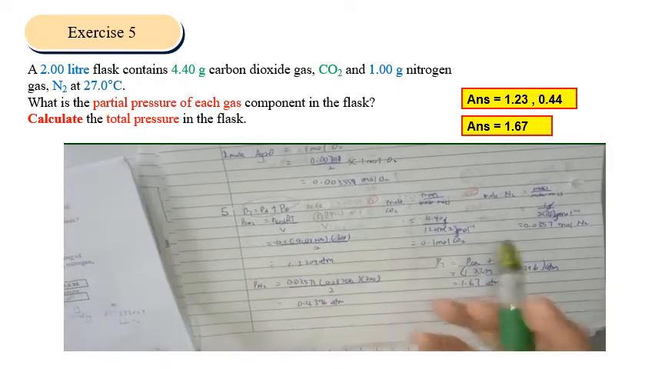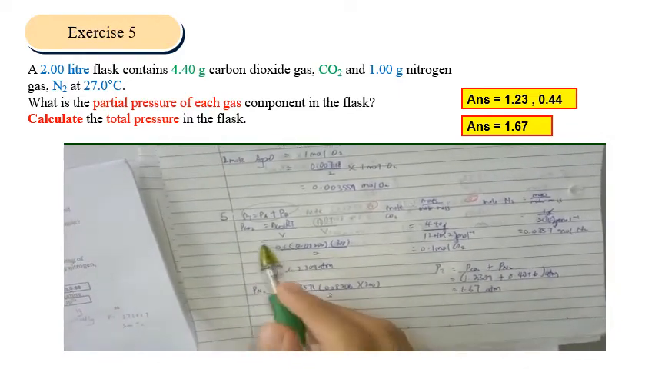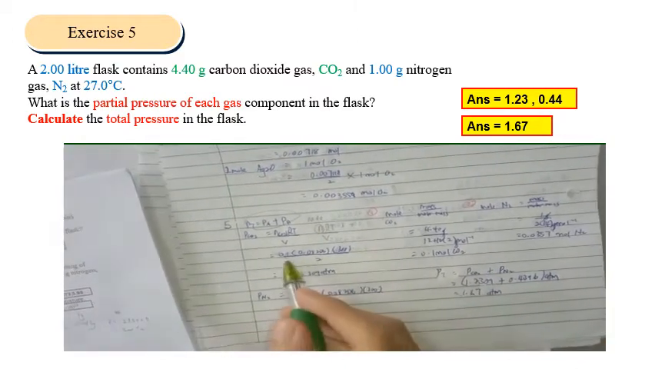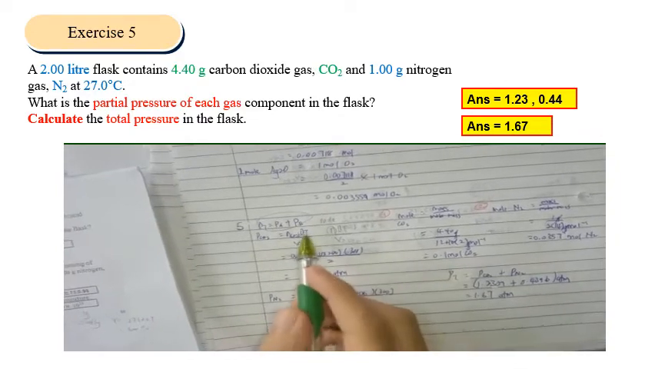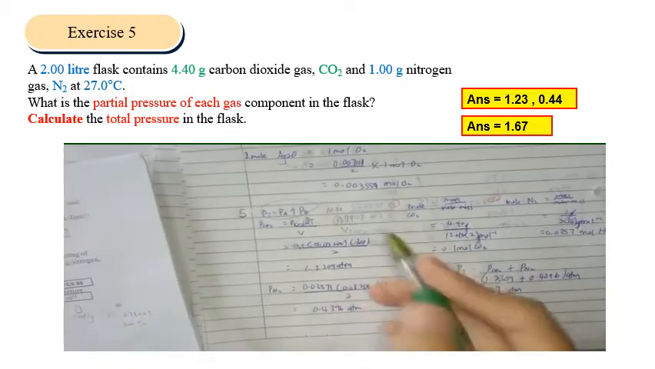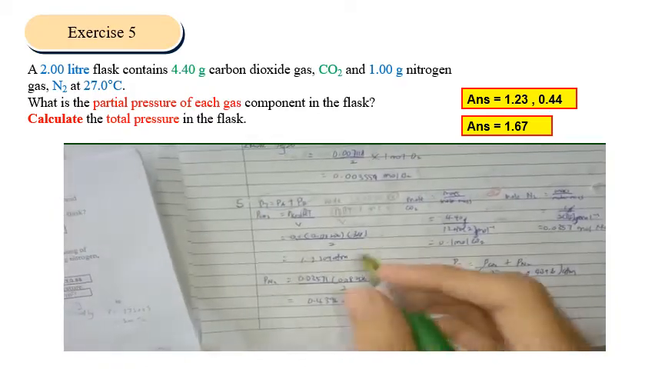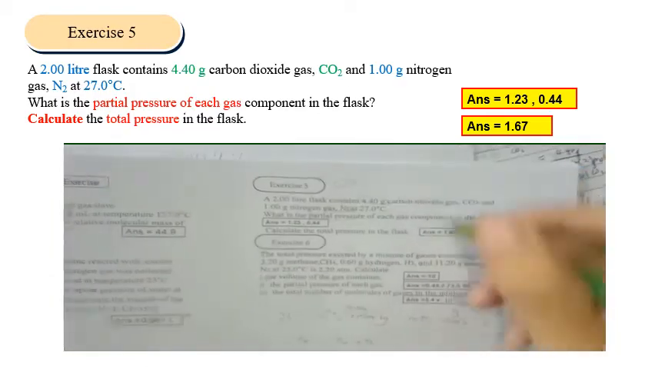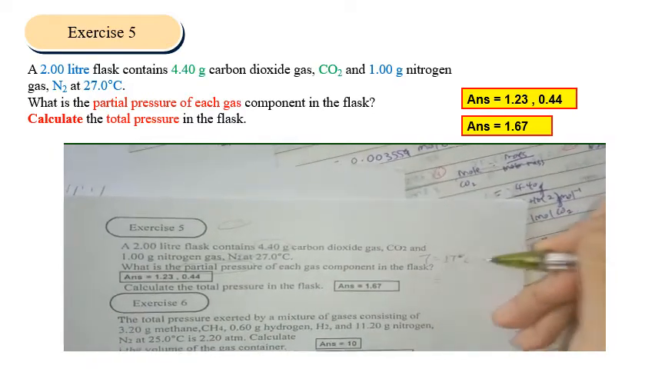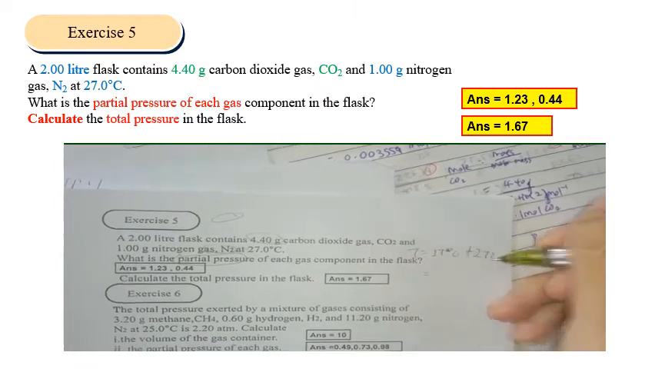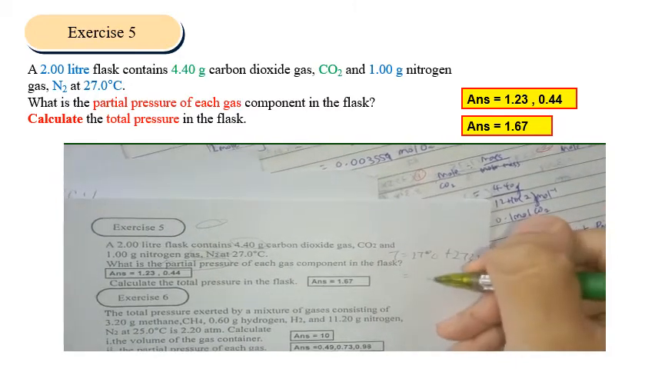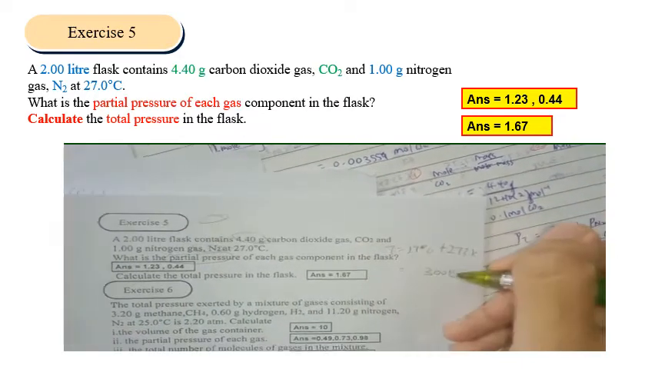So just substitute the mole of CO2 into the formula like this, and this is constant. R is the constant value that you can find in the constant table. And the T you must change. In the question, T is given as 27 degrees Celsius, but you must change it to the unit Kelvin. So you need to add 273, so it will become 300 Kelvin.